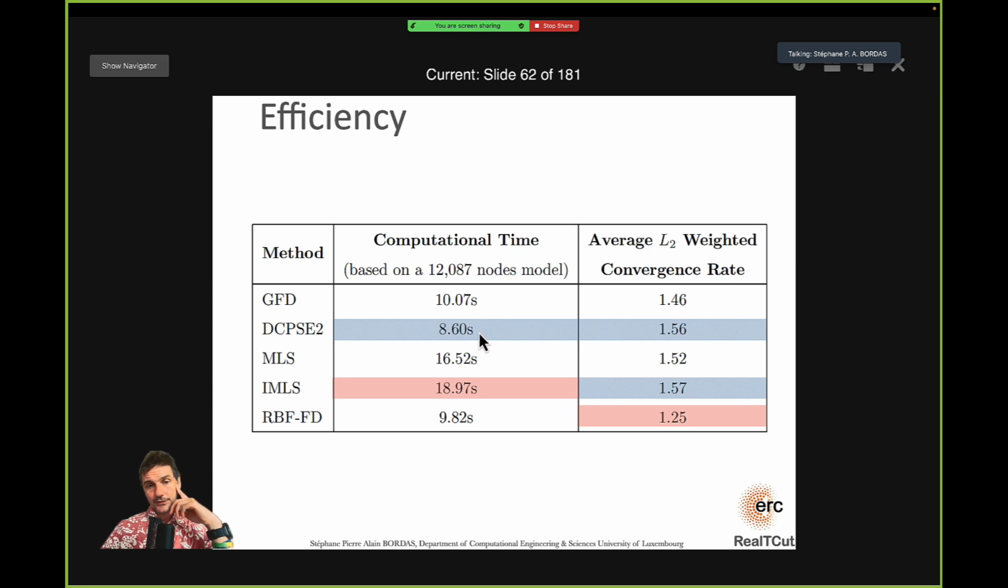So you see that in terms of the time to compute, there are different methods that we tested: interpolation, MLS, RBF-FD, DCPSE2, and GFD. What we see is that clearly the convergence rate that we get, which is one of the best, is DCPSE2, and we get a computational time which is significantly less than IMLS, which actually is half. It's better than generalized finite differences, so clearly it seems like DCPSE is the method to choose.